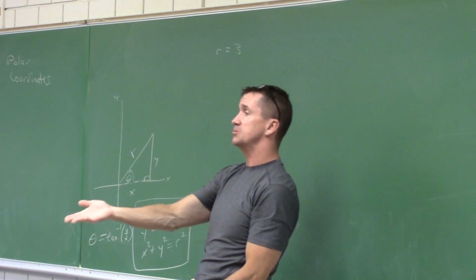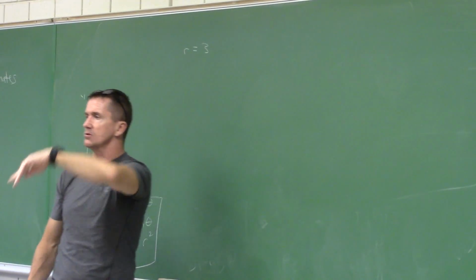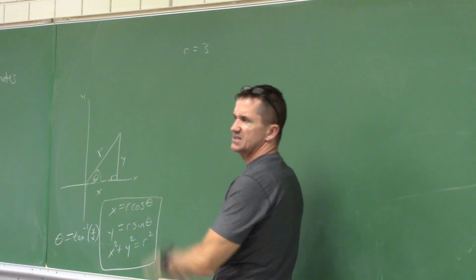By the way, you could explore this with your calculators. Just hit mode, hit polar, and try it. R equals 3. It's going to give an R equals automatically. Just radius of 3. So that's too easy.